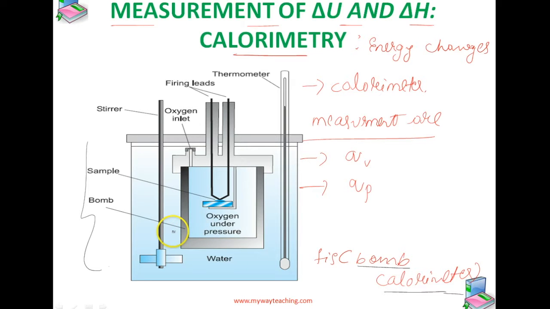A combustible substance is burnt in pure dioxygen supplied in the steel bomb, where that is the oxygen inlet, the dioxygen supply. Heat evolved during the reaction is transferred to the water around the bomb and its temperature is monitored. Since the bomb calorimeter is sealed, its volume does not change. That is, the energy changes associated with reactions are measured at constant volume.